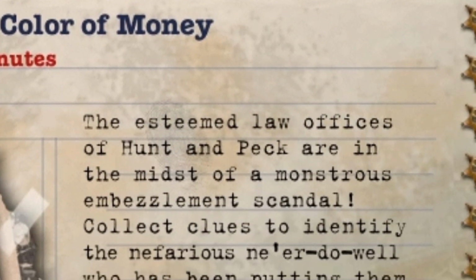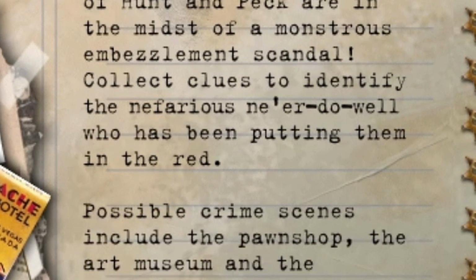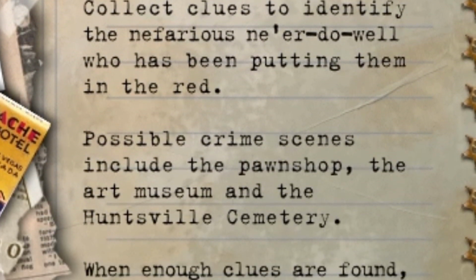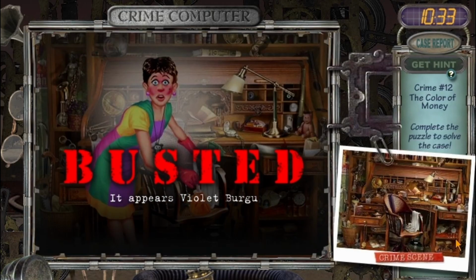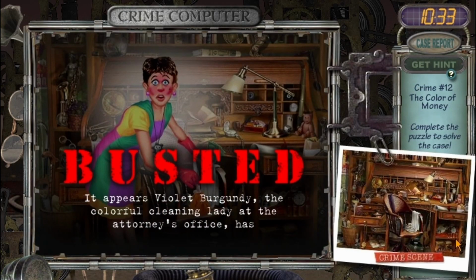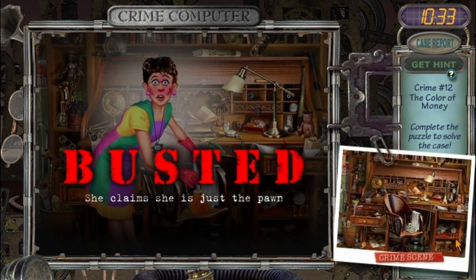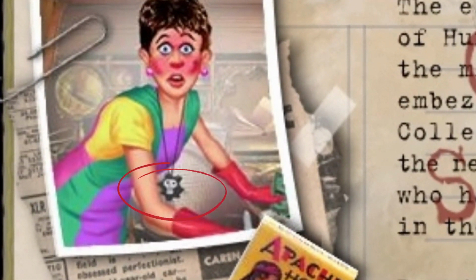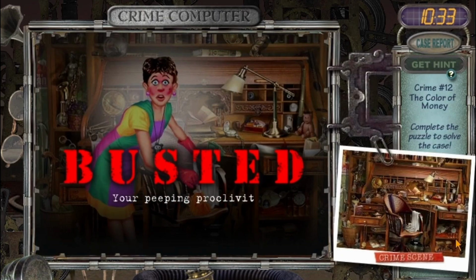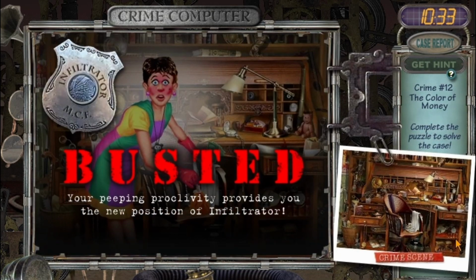A certain culprit who is a trusted asset of a certain employer is committing an embezzlement scandal by stealing money in the law offices of Hound and Peck. The protagonist caught Violet Burgundy, who works for her lawyer boss. She was caught looting money in her boss' office and claimed to have been a pawn in a larger scheme. Violet wore the skull emblem as a necklace. After putting her in jail, the protagonist received a ranking of an infiltrator.